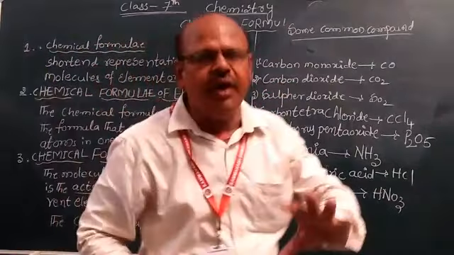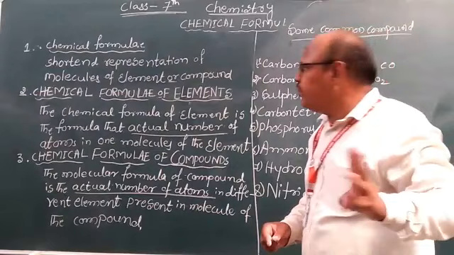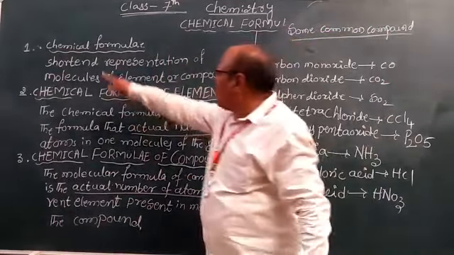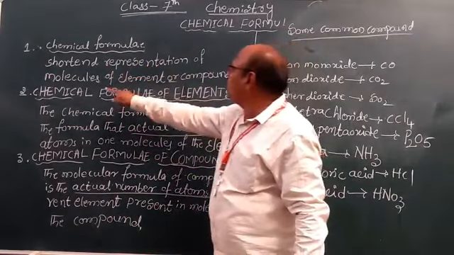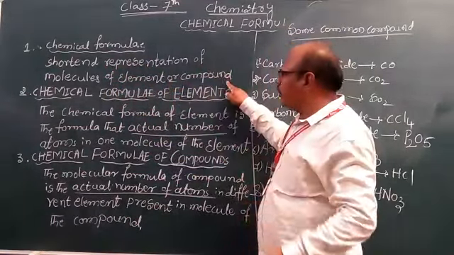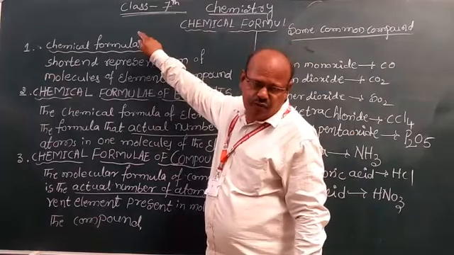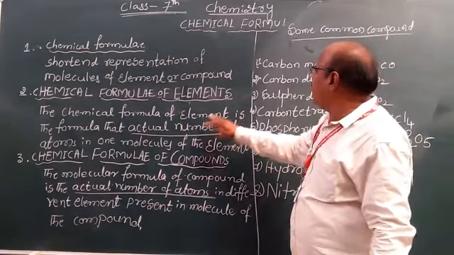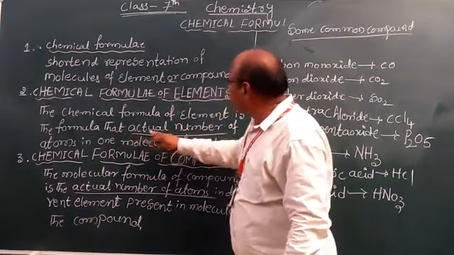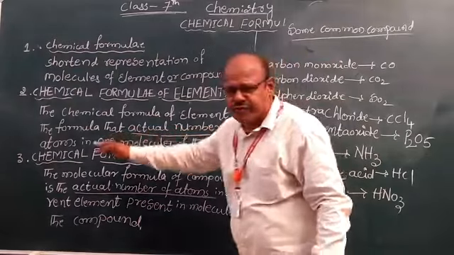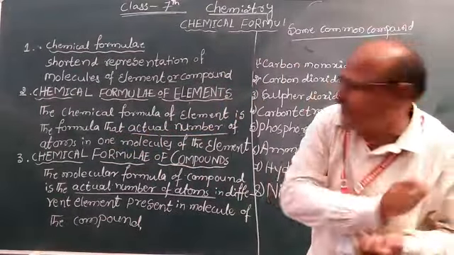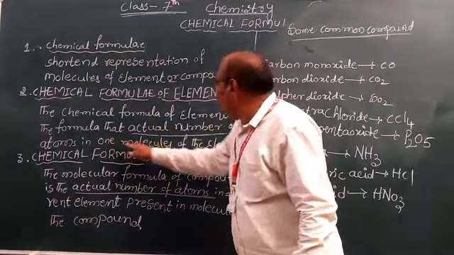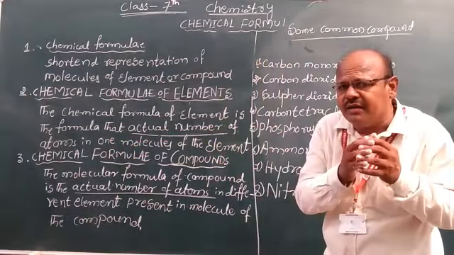Okay, dear students, today we are discussing only three points about the chemical formula. What does chemical formula mean? Shorthand representation of molecules of an element or compound is known as a chemical formula. The chemical formula of an element gives the actual number of atoms present in one molecule of the element.